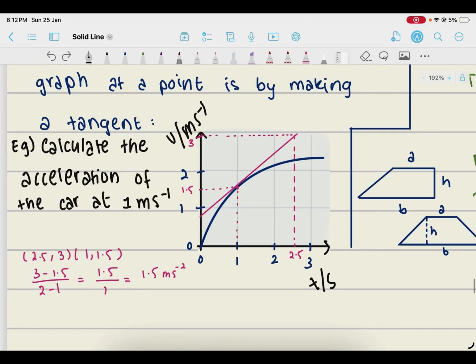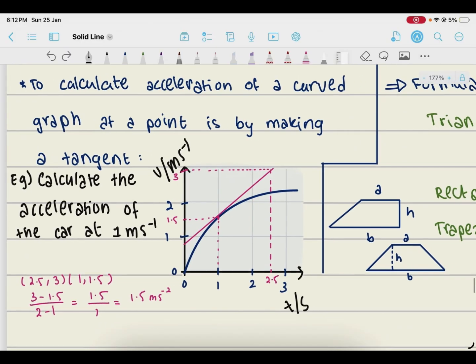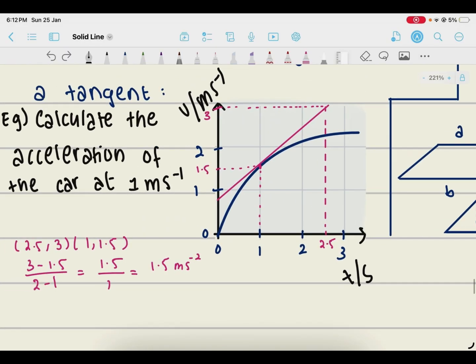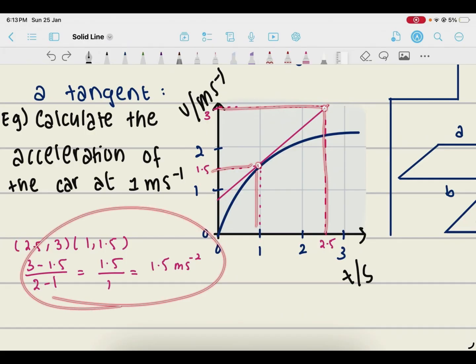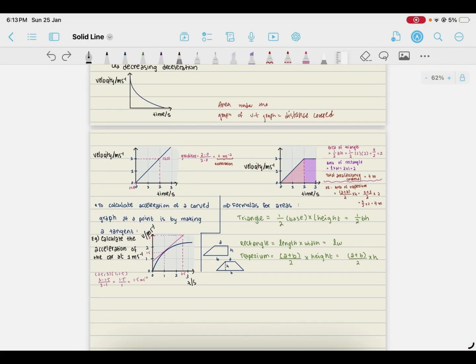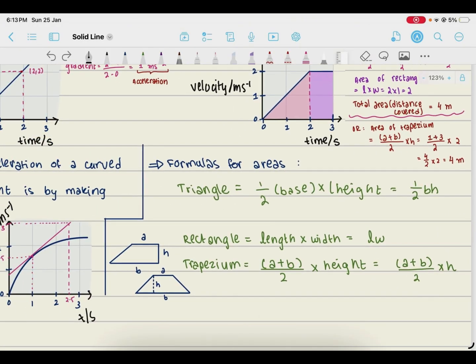Another thing they can ask you is how to calculate the gradient, the acceleration, of a curved graph. That is simply by making a tangent. So they can ask you to calculate the acceleration of the car at 1 meter per second. So you will make a tangent here. Take a ruler and make a straight line going like this. Then you can calculate the gradient of this line by taking multiple points, right? You can get the gradient. These are the formulas for areas of triangle, rectangle, and trapeziums. You can note that down too.